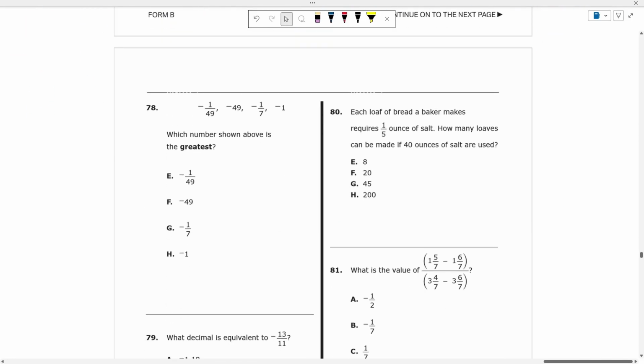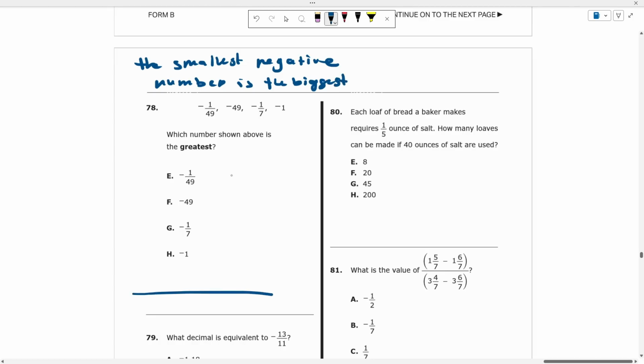Moving on to number 78, it asks which of these values, or which number shown above, is the greatest. Remember the rule whenever you're dealing with negative numbers. The closer that your negative number is to 0, the greater it is. In other words, the smallest negative number is the biggest.